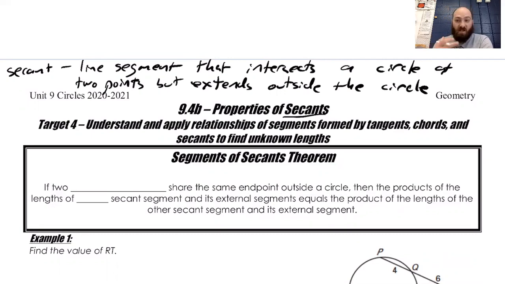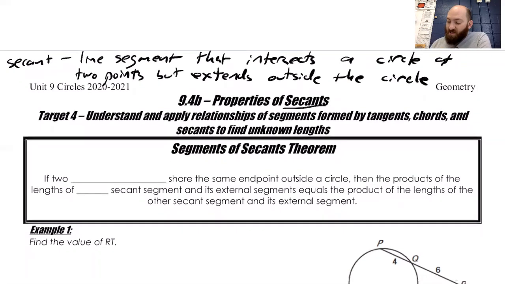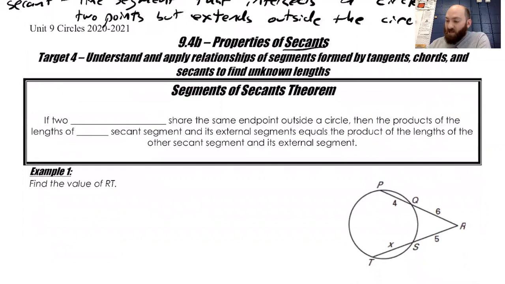If you remember from the last lesson, chords also intersect a circle at 2 points, but a secant is going to also exist outside the circle, like these lines. PR and TR are secants because they cross twice, so 1, 2, and 1, 2. They cross twice, but they also exist outside the circle.